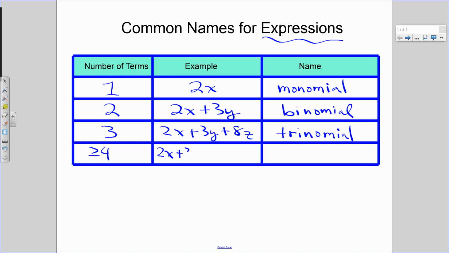2x plus 3y plus 8z plus 7b. How about that? Just make it up as I go. We just call them polynomials.